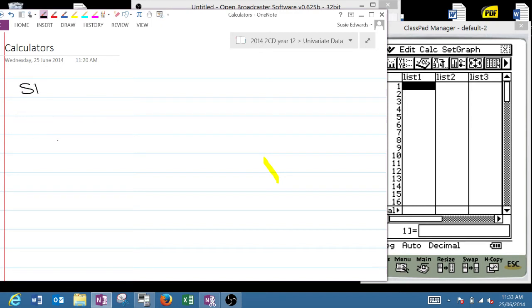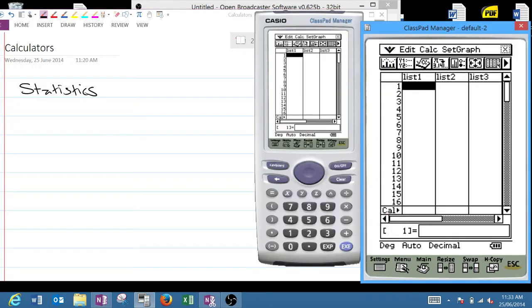So all of the data we're looking at today is in statistics. But it's really important that we know how to do each thing in here because it's a bit confusing, alright? Because this statistics section is used for lots of different types of stats, okay?